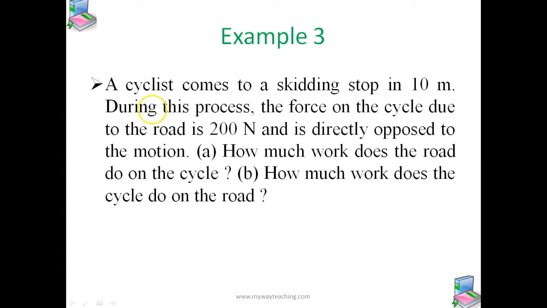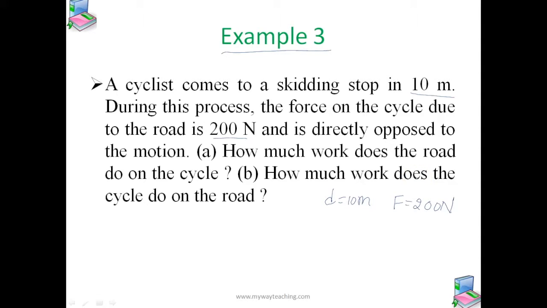So here is example 3. A cyclist comes to a skidding stop in 10 meters. During this process, the force on the cycle due to the road is 200 Newton, and it is directly opposed to the motion. So now we should find how much work the road does on the cycle in the first part, and in the second part how much work the cycle does on the road. Here they have given the displacement as 10 meter and the force as 200 Newton, and it is directly opposed to the motion.